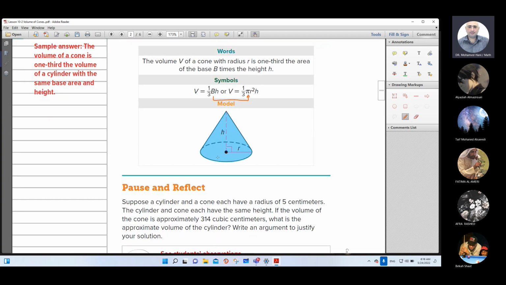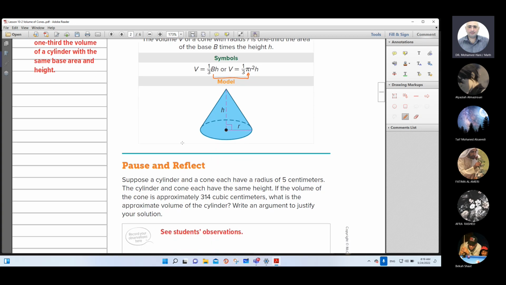As you see here, this figure, this is the cone. The cone includes the base, circle, and vertex. The distance from the vertex to the center of the circle, this is the height. And the distance from the center of the circle to the circumference of the circle, this is the radius. As you see here, we have a right triangle. Okay.